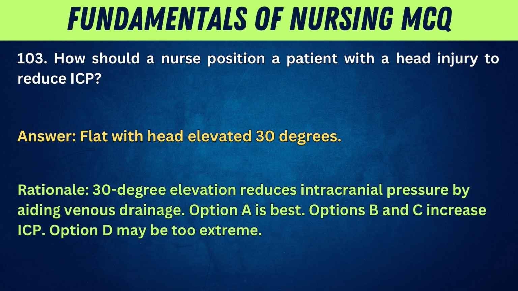Answer. Flat with head elevated 30 degrees. Rationale. 30-degree elevation reduces intracranial pressure by aiding venous drainage. Option A is best. Options B and C increase ICP. Option D may be too extreme.